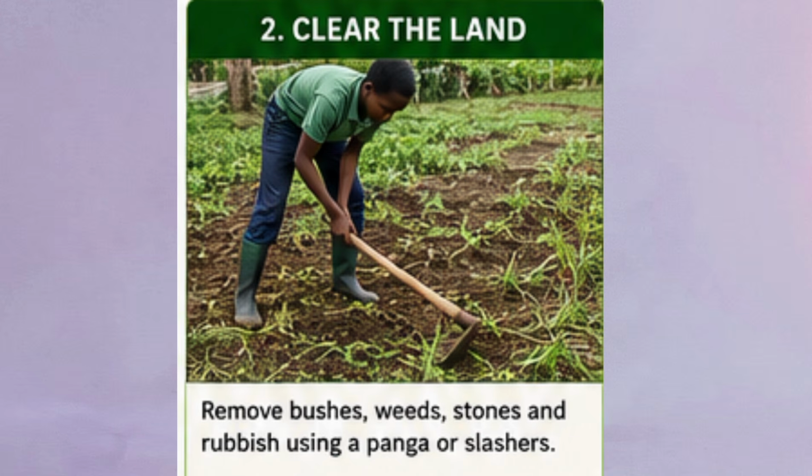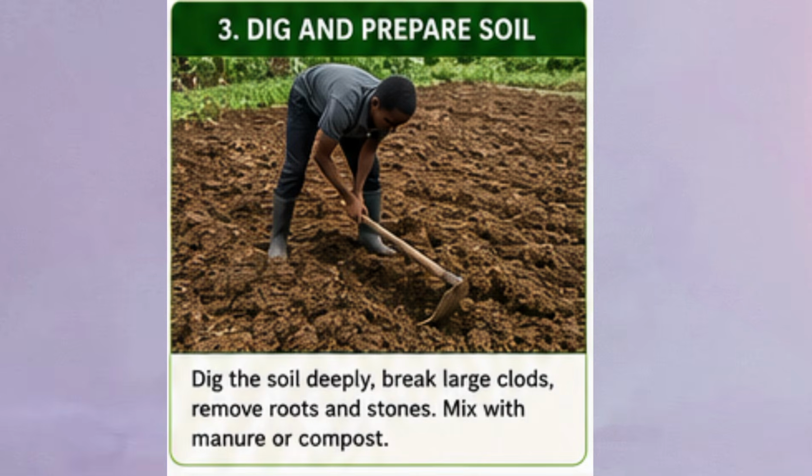Then after that, let the learner dig the soil. And here they are going to dig the soil deeply using a jembe, then break large soil clods and remove roots and stones, then mix soils with manure. Now, after they have done all that, they are going to prepare the nursery bed.